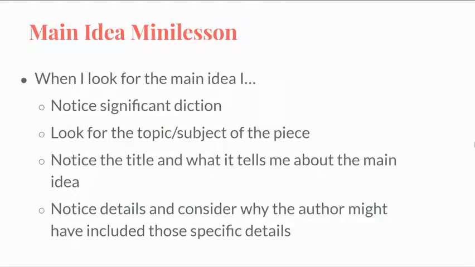So to determine the main idea, I notice significant diction. Remember, that's word choice. I look for the topic or subject of the piece. I like to know what we're talking about so I can see how the author feels about this topic. I notice the title and what it tells me about the main idea. Sometimes it's going to give me better information than others. And lastly, I like to notice the details and consider why the author might have included these specific details, or maybe why the author didn't include certain details.